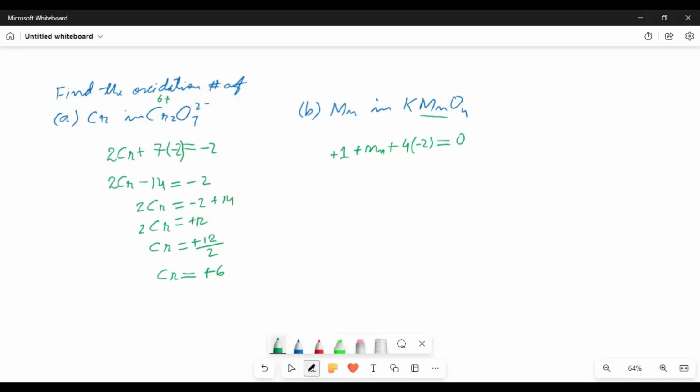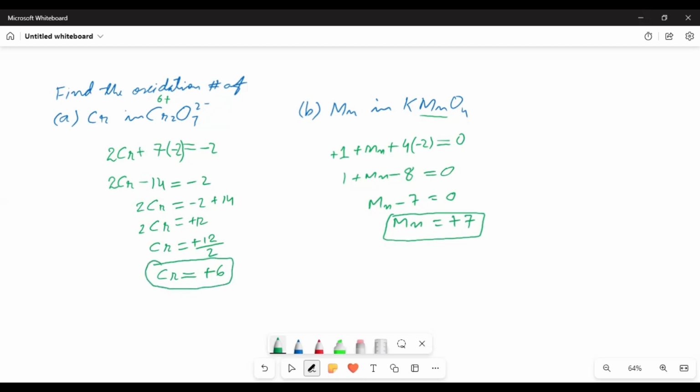So finally this is 1 plus Mn and -8, 4 times 2 is 8, and it is equal to 0. So +1 and -8, it becomes Mn -7 is equal to 0. So finally Mn is equal to +7. So in this way you have found the oxidation number of these ions.